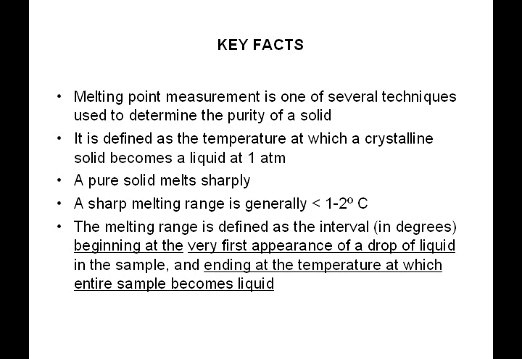A pure solid has what we call a sharp melting point, which is generally a range less than 1 or 2 degrees C. The melting range itself is defined as the interval in degrees, beginning at the very first appearance of a droplet of liquid in the sample, and ending at the temperature at which the entire sample is melted.